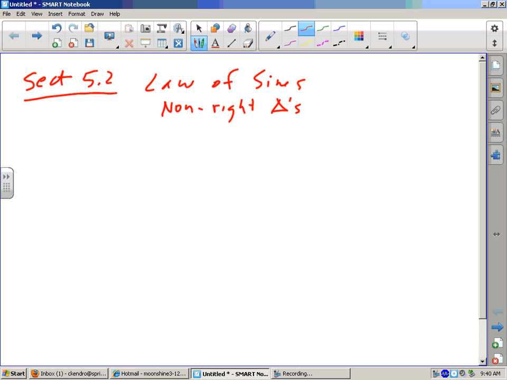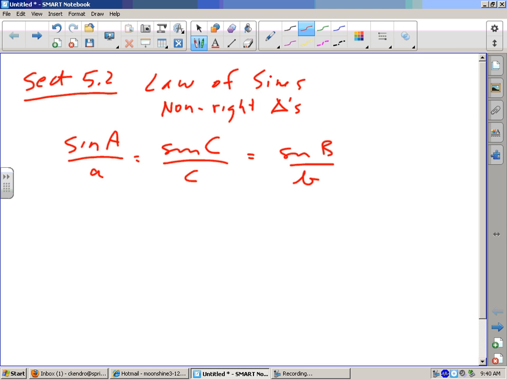All right, so the law of sines goes something like this. Sine of A over a equals sine of C over c, which equals sine of B over b. So you can have any two of these three and be able to solve the non-right triangle.